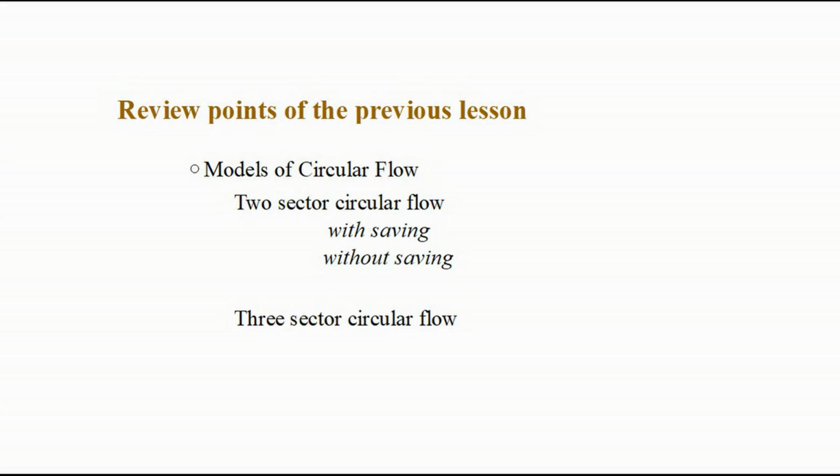But how can the government purchase goods and services and resources from households? The government's main source of revenue is tax. Tax is collected in the form of direct tax or indirect tax from household and firm. That is the main source of revenue for the government in order to purchase goods and services and resources from households.